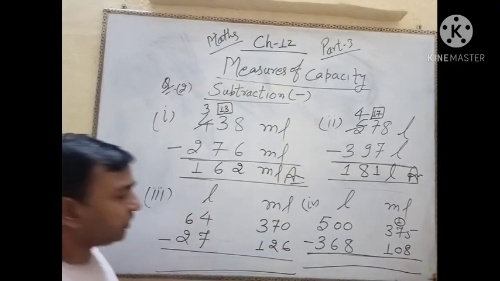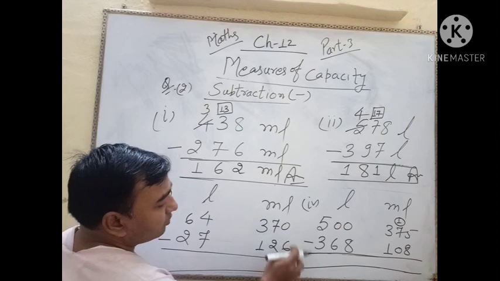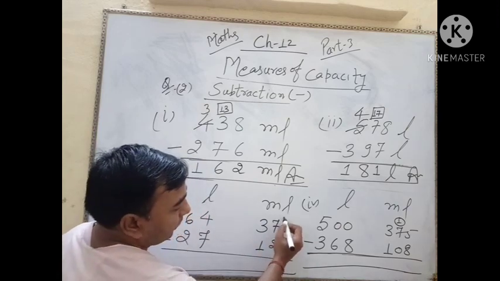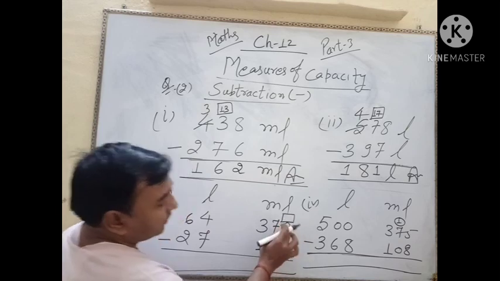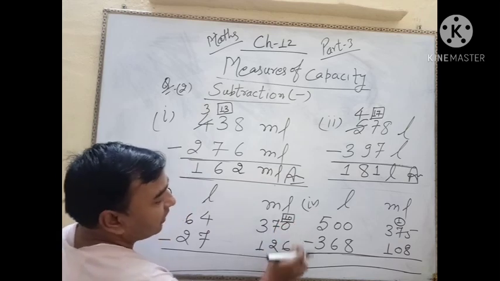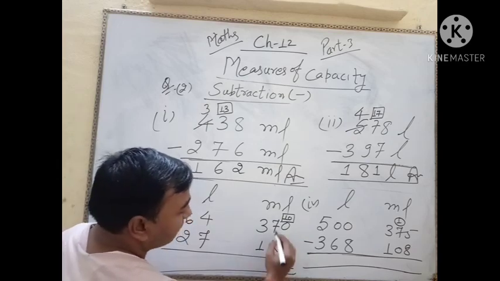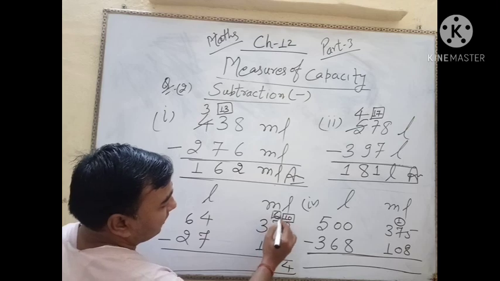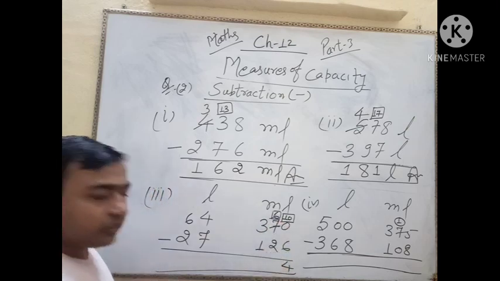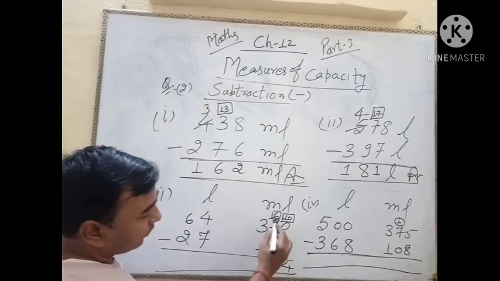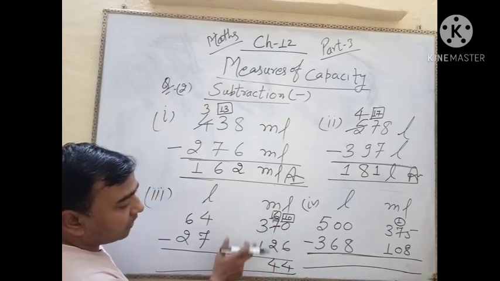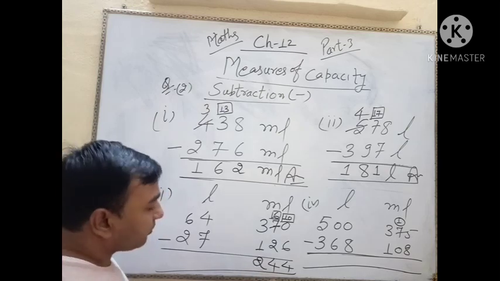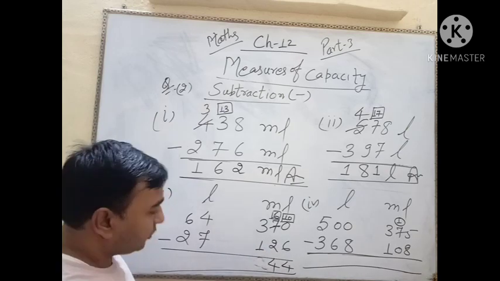Now come to question number 3. 0 minus 6 equal to what? After borrowing, this 0 changes into 10. 10 minus 6 equal to 4. Which number is left here? 6. 6 minus 2 equal to 4. Okay, now 3 minus 1 equal to 2.